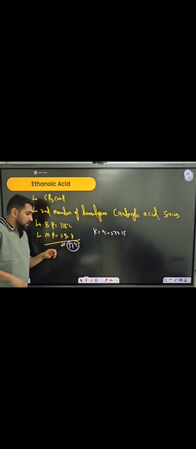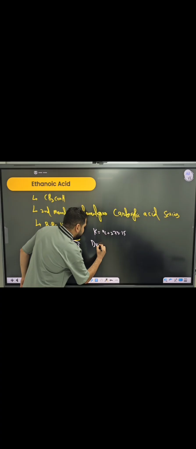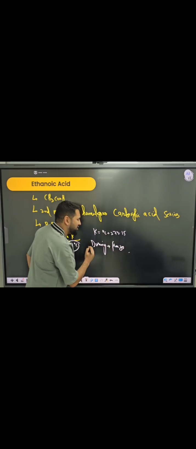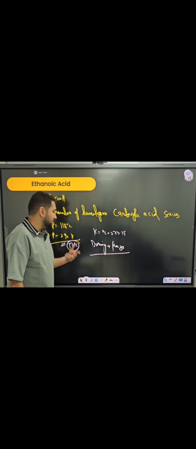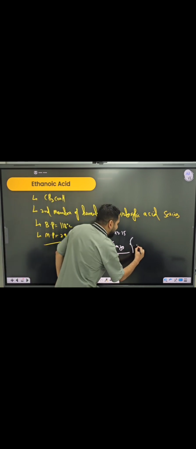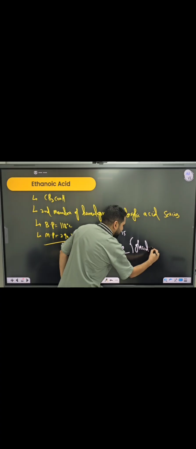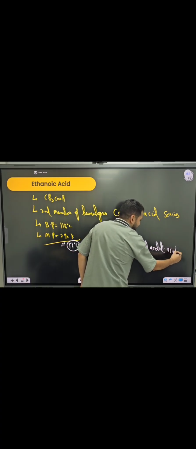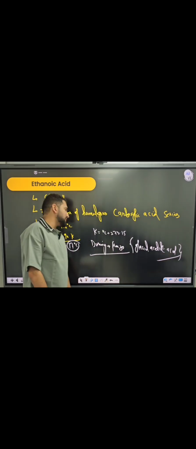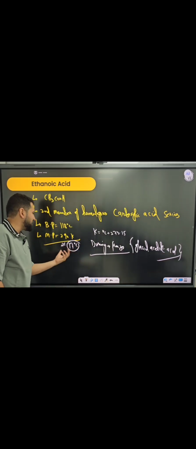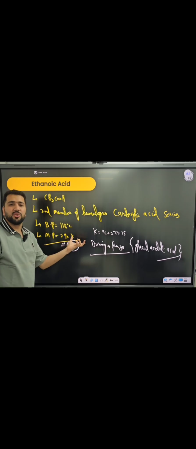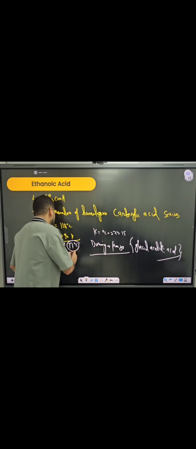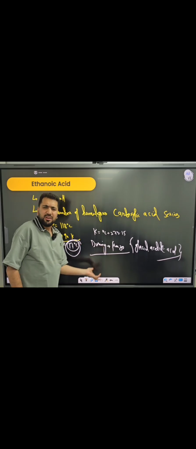So that is why during winter this ethanoic acid freezes easily. So we sometimes call it glacial acetic acid. Why do we call it glacial acetic acid? Because during winter it can freeze easily. That's why we call it glacial acetic acid, as its melting point is 17 degrees Celsius. So what will be its freezing point?